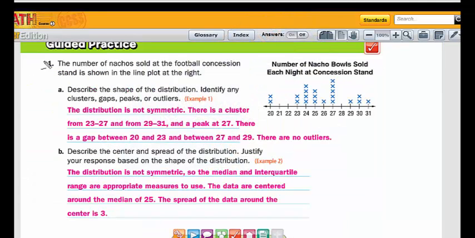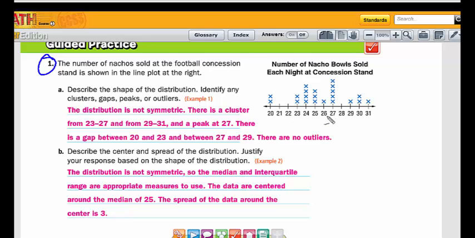Here are your solutions to guided practice. Problem number 1. The number of nachos sold at the football concession stand is shown in the line plot at the right. So here's our data here on the line plot. Describe the shape of the distribution, identify any clusters, gaps, peaks, or outliers.